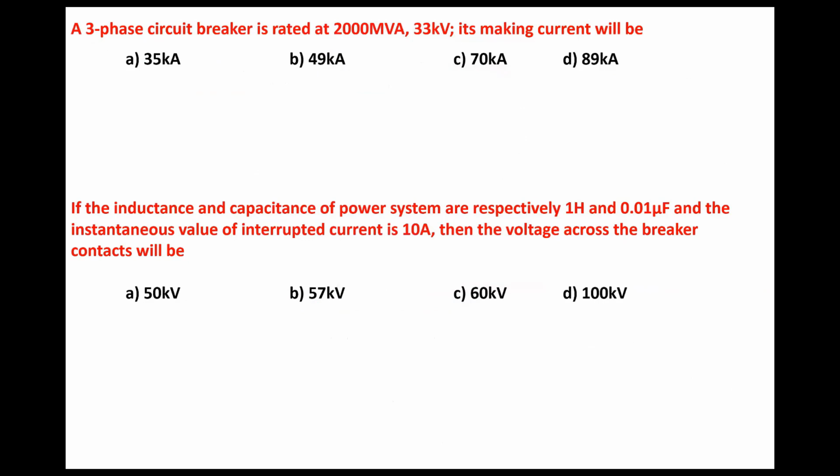Again, the same problem. Now he's asking making current, same values, you are going to get 89 kiloampere as the answer. Same question. Now he's asking making current. So it will be 89 kiloampere.